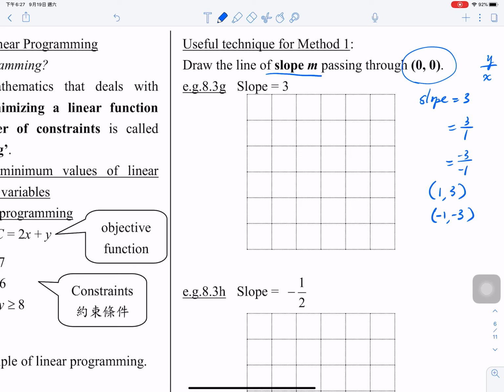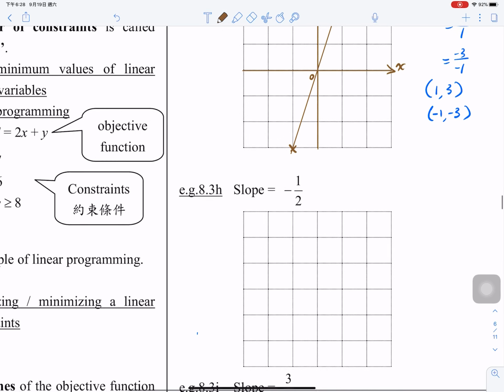This one is y and this one is x. So 1, 3 is one of the points. The other one, this one y, this one x, so negative 1, negative 3, right? Afterward, draw a straight line. Remember, draw the x and y axes first. This point is 1, 3. This one is negative 1, negative 3. So here, this straight line has slope equal to 3.